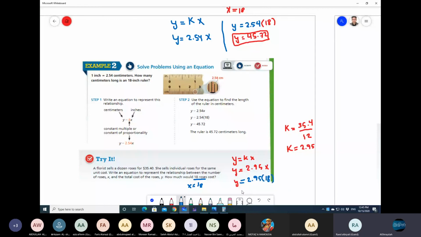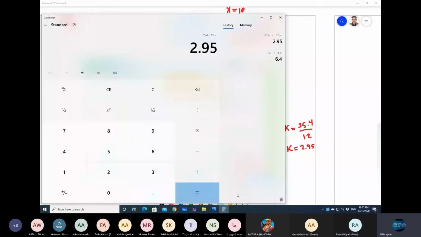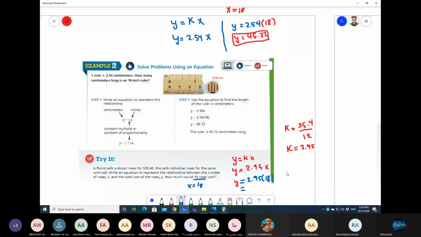It will give you 2.95 times 18, which gives you 53.1, or 53.10, because here we need it in dollars. Okay, so it's 53.10 dollars.